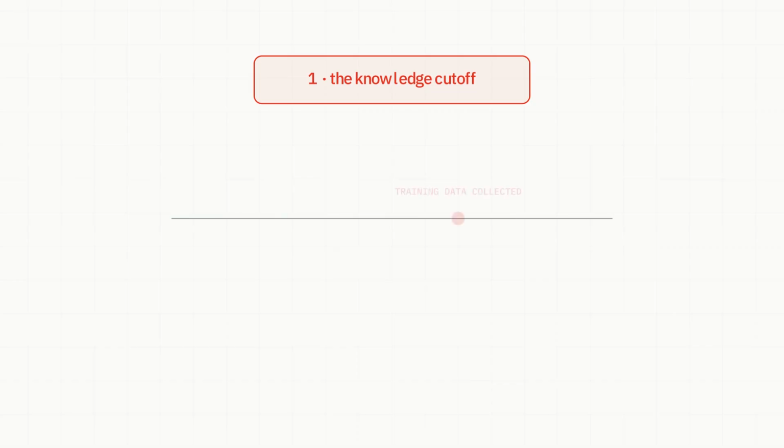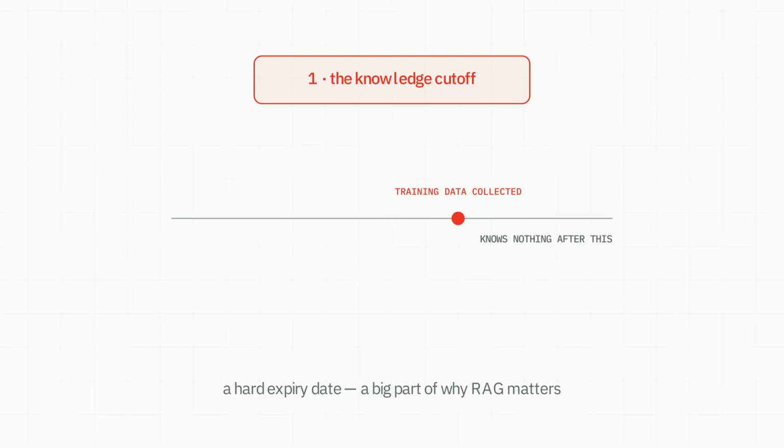First, the knowledge cutoff. A base model's knowledge is frozen at the moment its training data was collected. It learned from a snapshot of the world taken at a particular time, and then that learning stopped, so it simply does not know about anything that happened afterward. Its knowledge has a hard expiry date baked in on the day training ended. This, by the way, is a huge part of why retrieval from the RAG video matters so much. It's how you hand a frozen model fresh information.